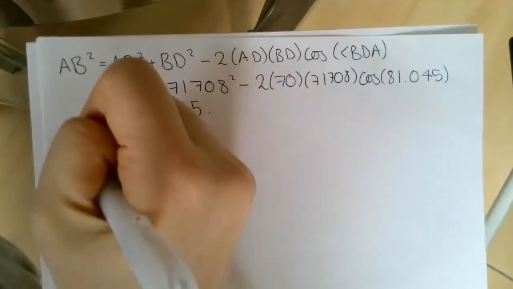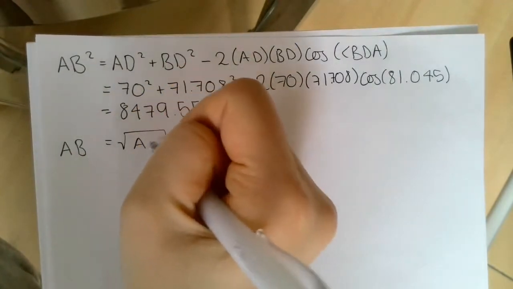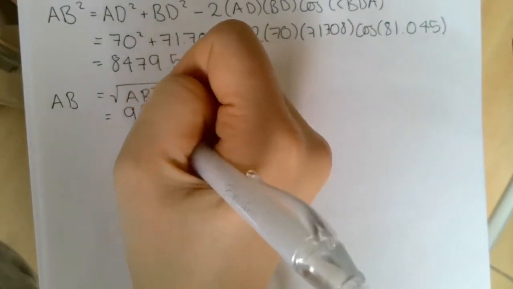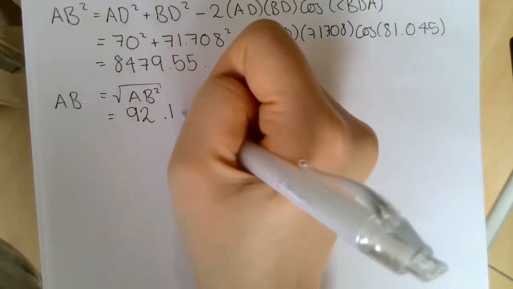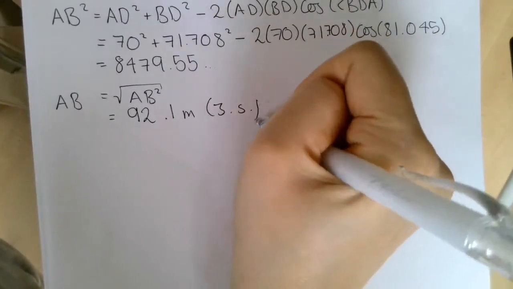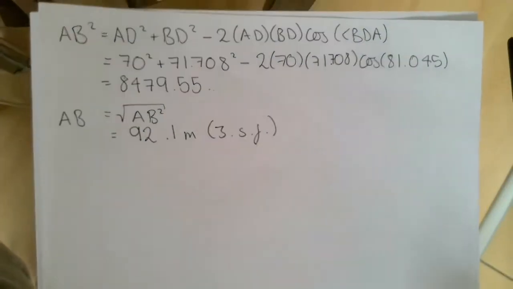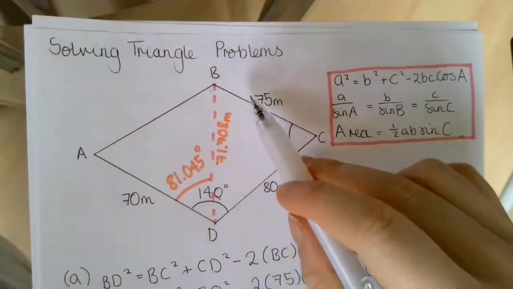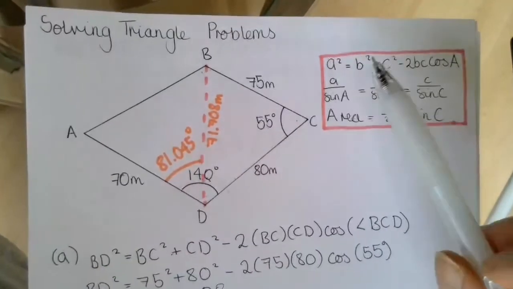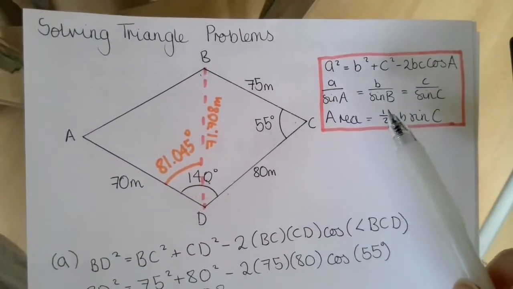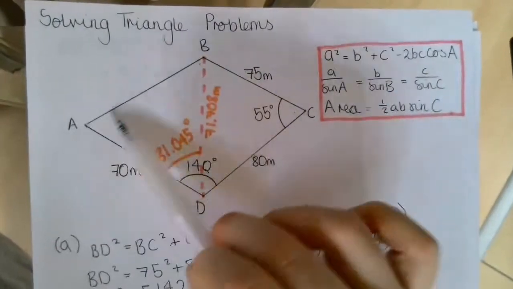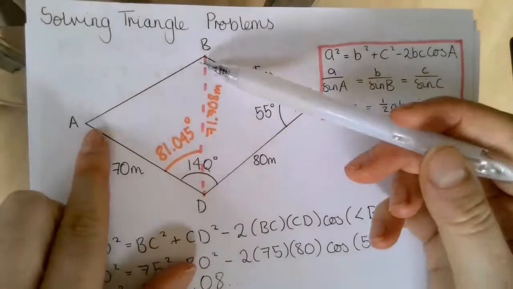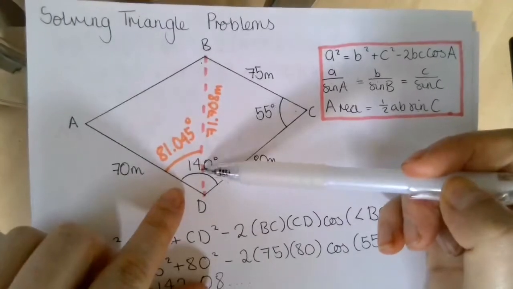So then AB, we want to do the square root of AB squared, which is equal to 92.1 metres to 3 significant figures. So this question asked for that length AB. We needed to look at our cosine rule, sine rule, and decide what information we needed in order to find AB. Well, to use the cosine rule, we needed these two lengths and that angle.